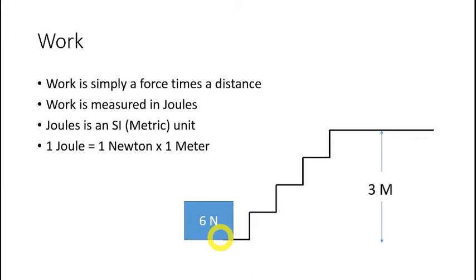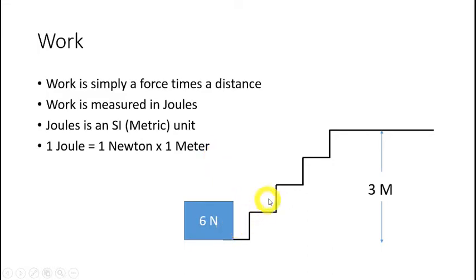Let's look at an example here and look at how much work is going to happen if we have a box that has a force of 6 newtons pulling on it, and we are going to travel up a flight of stairs that is 3 meters high. Well, if we use our formula right here, we know that to get a joule, we're going to take whatever newtons we have, and we're going to multiply it times the distance in meters that we are traveling in a linear fashion.